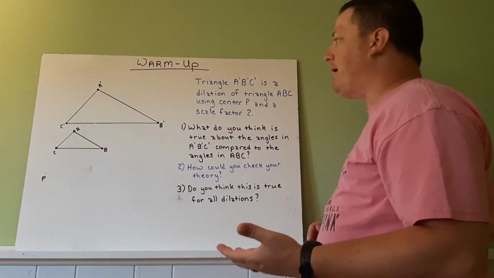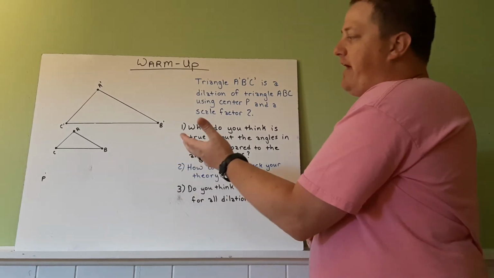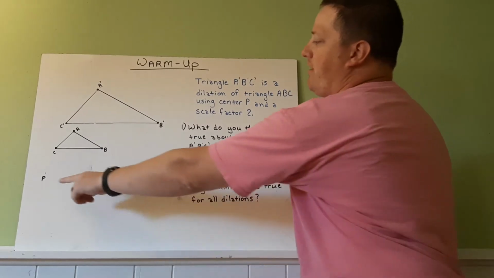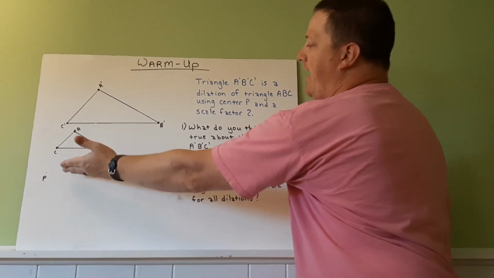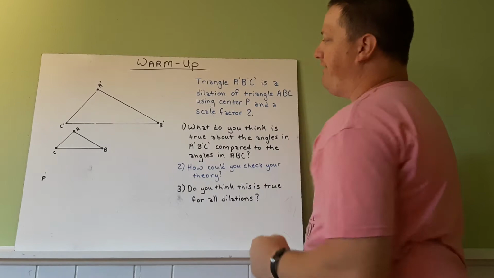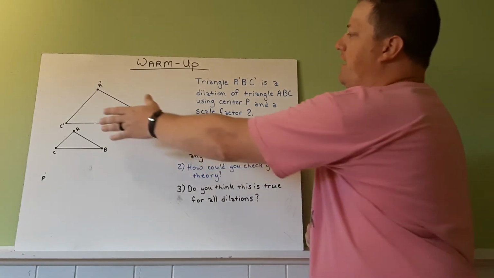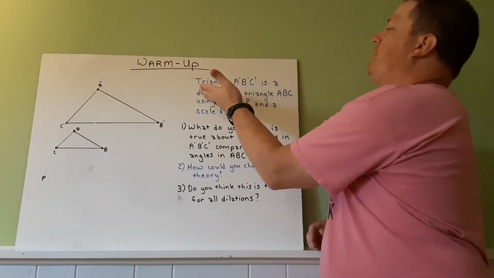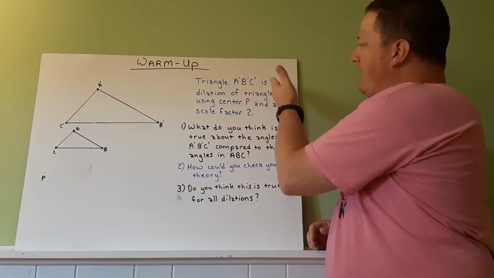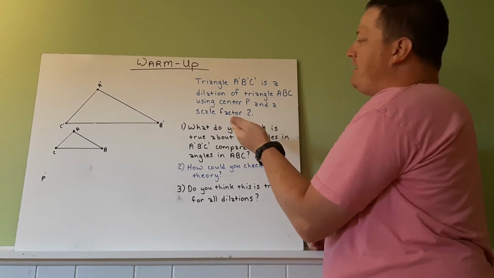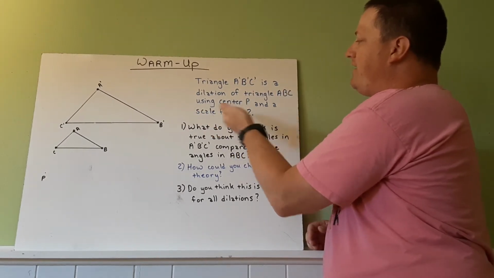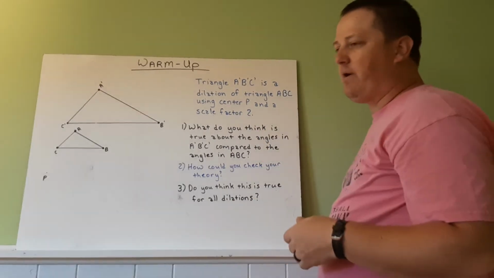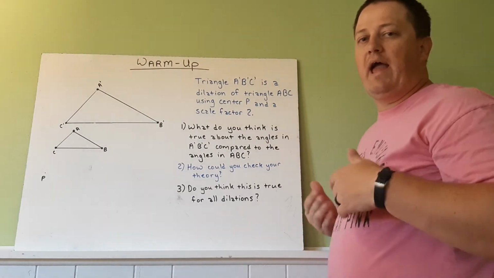All right, so your warm-up is, I have a scaled drawing here. We have our original A, B, C, and our center P right here. And I've used a scale factor of 2 to create a new image of A prime, B prime, C prime. So triangle A prime, B prime, C prime is a dilation of triangle ABC using center P and a scale factor 2. So you need to answer these 3 questions, bring them to class tomorrow, and then we'll use that to start our discussion.